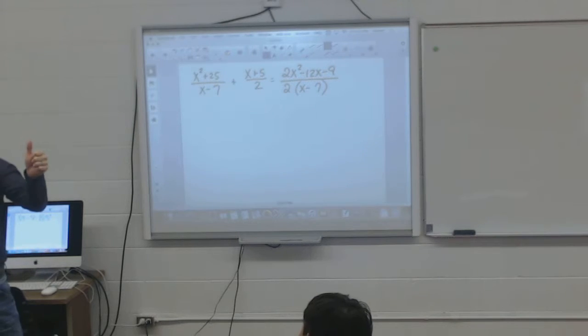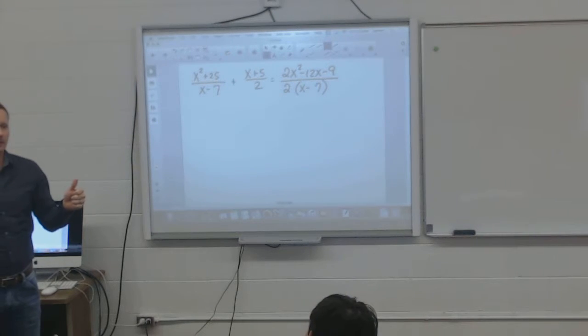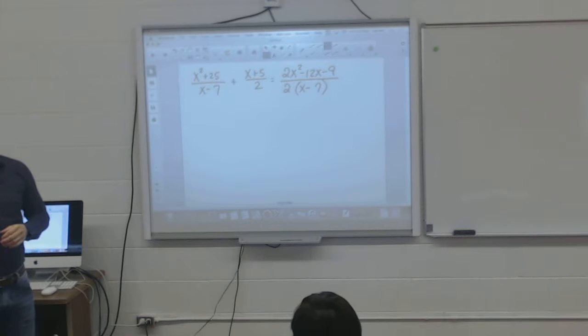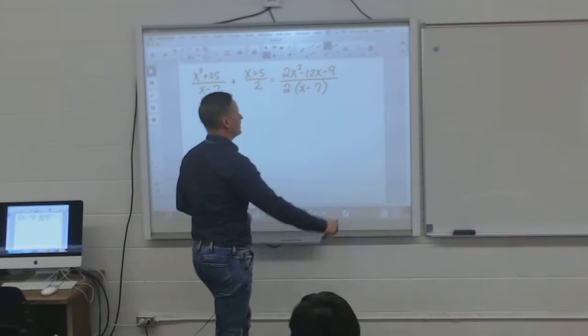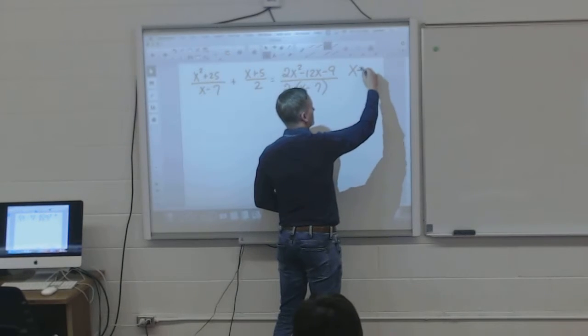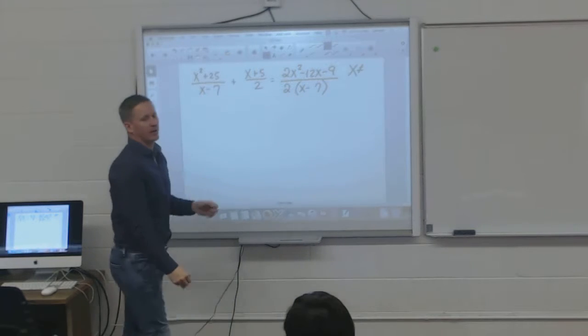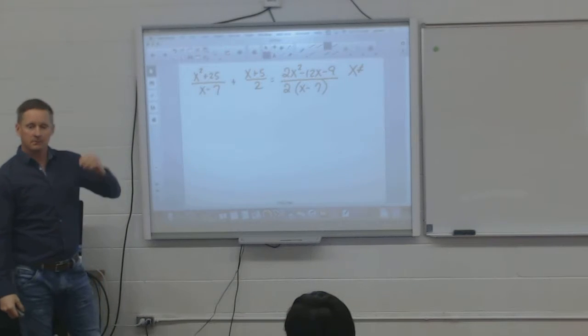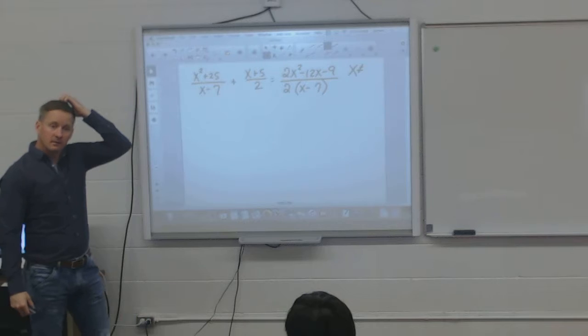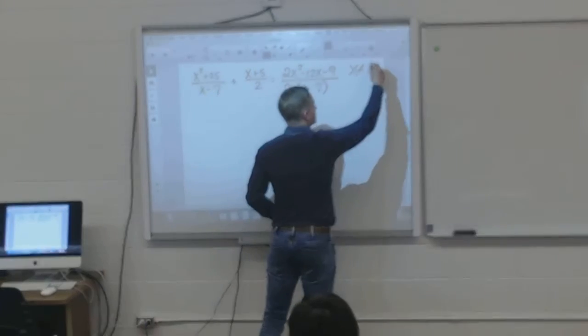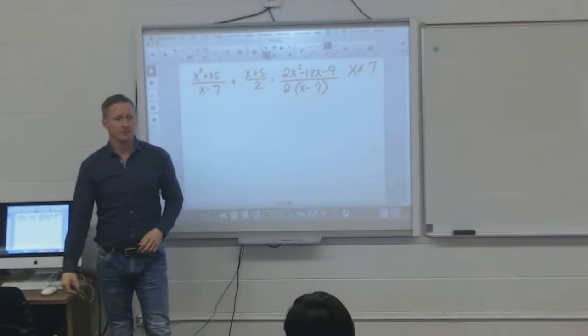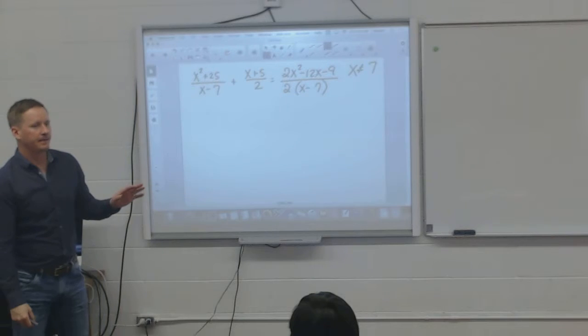So, number one thing I need to do is find my restrictions. What can x not equal? Looking at all my denominators, what can x not equal? What is it? 7. Okay, great. We got that so far?